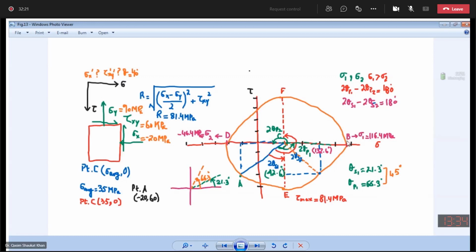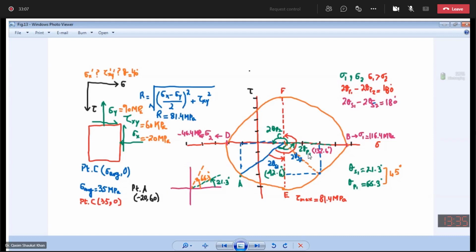These 2 points are basically the major principal stress and minor principal stress, and they lie over the principal plane over which your shear stress value is 0. This is the plane over which your shear stress value is 0, and your normal stress values are the maximum and minimum, the major principal stress and minor principal stress. Done? Yes, sir, done.